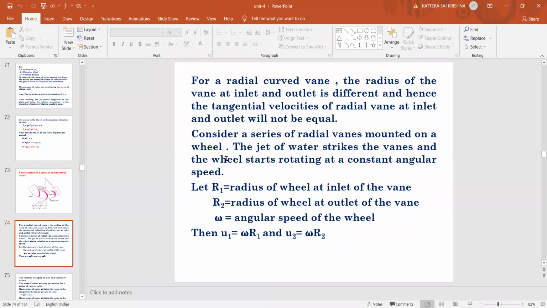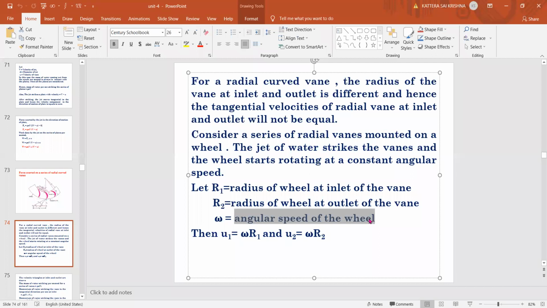So consider a series of radial vanes mounted on a wheel. The jet of water strikes the vane and the wheel starts to rotate with some angular speed, right? So this angular speed, omega, is very important when you're considering the series of radial curved vanes. So omega we need to calculate by using 2 pi N by 60. N is nothing but the revolutions, how many revolutions the blade is making. Omega equal to 2 pi N by 60. Already we know the angular speed formula, 2 pi N by 60.